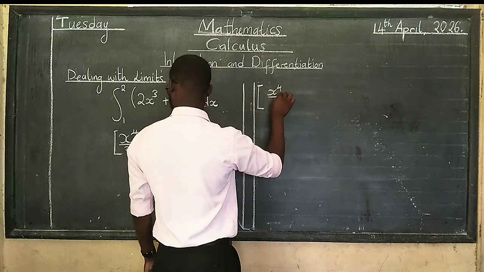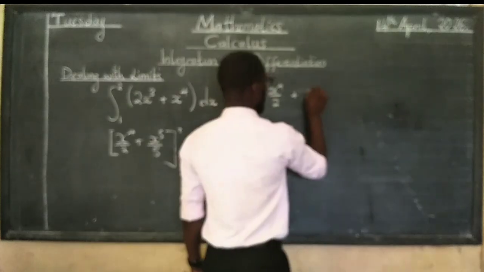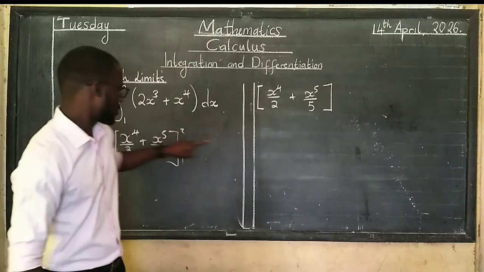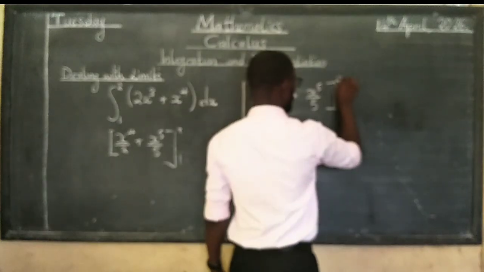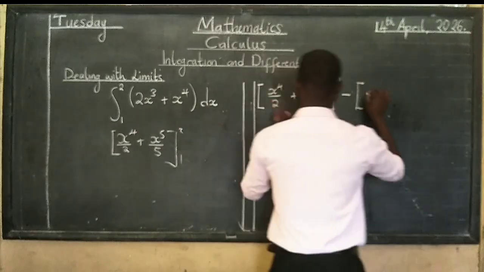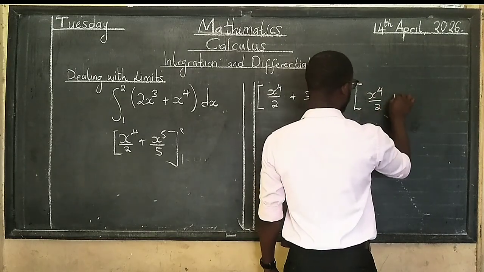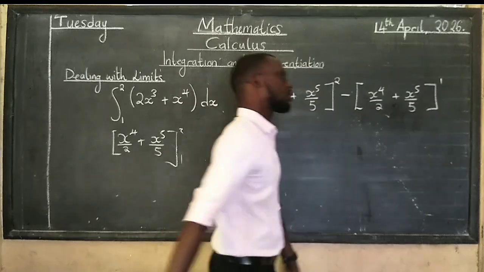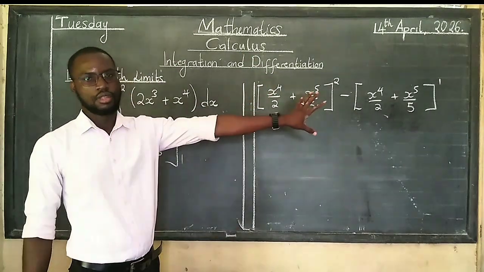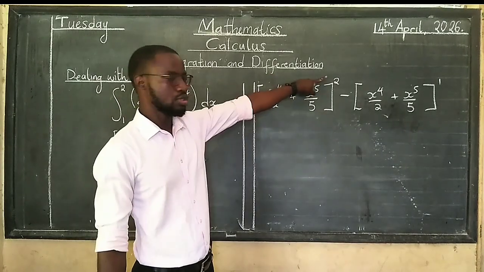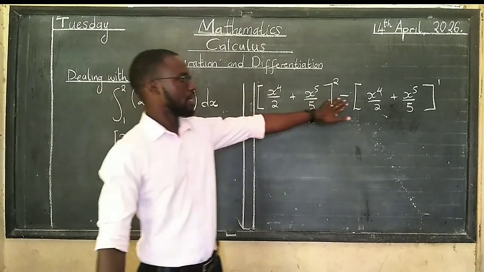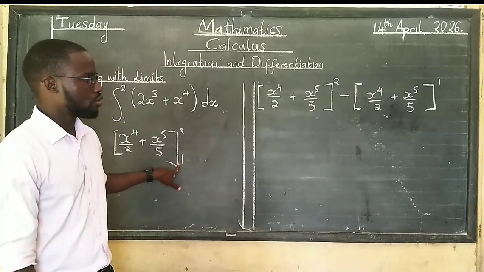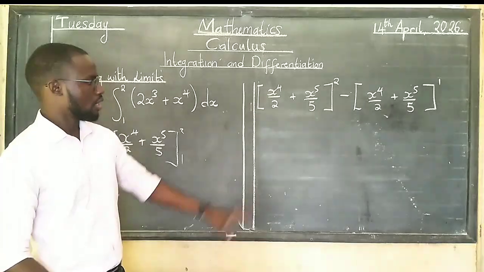X to the power 4 over 2 plus x to the power 5 over 5. Then this is for the first limit, the one on top, 2, then minus, you get the same thing again, x to the power 4 over 2 plus x to the power 5 over 5. And then this is the limit of 1. It's the same thing. We write it here, we put 2, the first limit, minus, same thing, then there you put the second limit, the one down here. And then you just substitute those numbers into the equations.